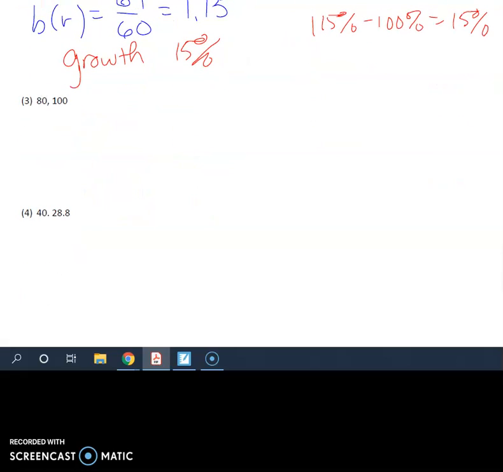Go ahead and finish up the last 2 problems, and then turn the video back on, and when you do, the last 2 problems will be completed for you.